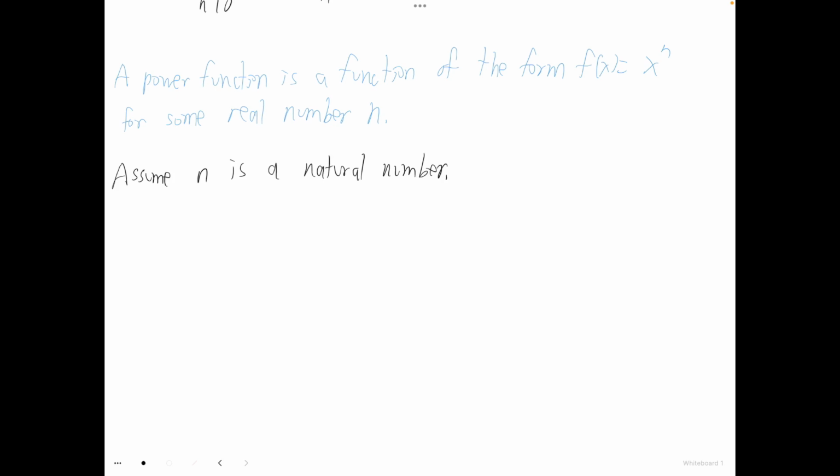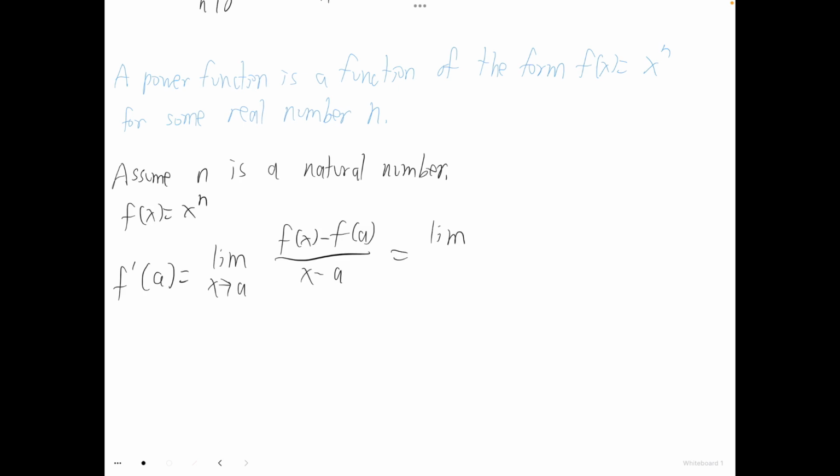And so we want to take the derivative of the function f of x equals x to the n. So we have f prime, and I'm going to use the second definition of the derivative. So f prime of a is the limit as x goes to a of f of x minus f of a, all divided by x minus a, which equals the limit as x goes to a of f of x, which is just x to the n, minus f of a, which is a to the n, divided by x minus a.